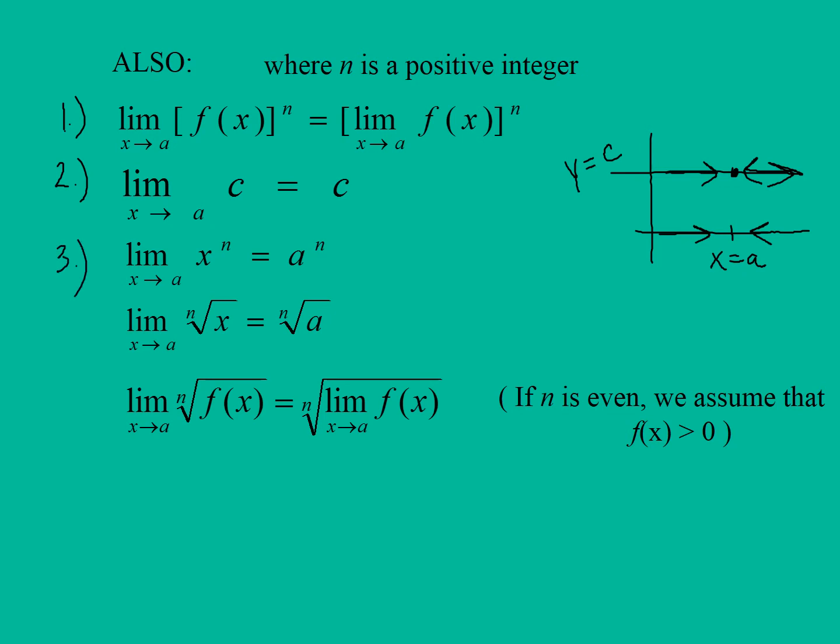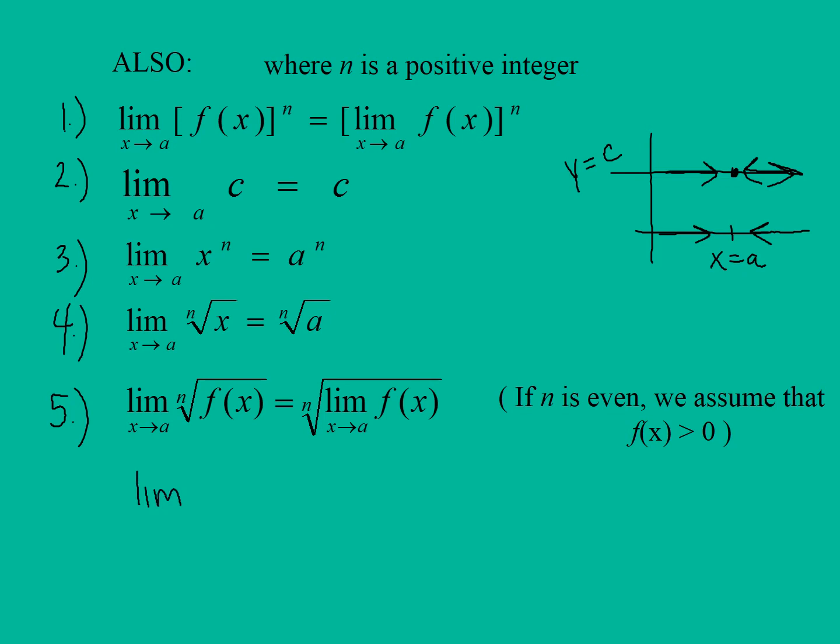Number 3, that could be explained with direct substitution. Same thing with number 4, if you think about it as direct substitution. Number 5, that's an interesting property or a law.